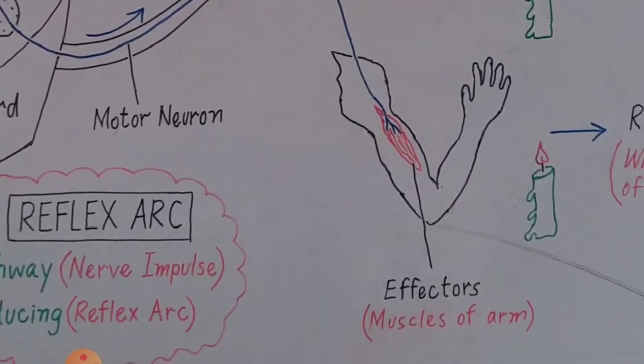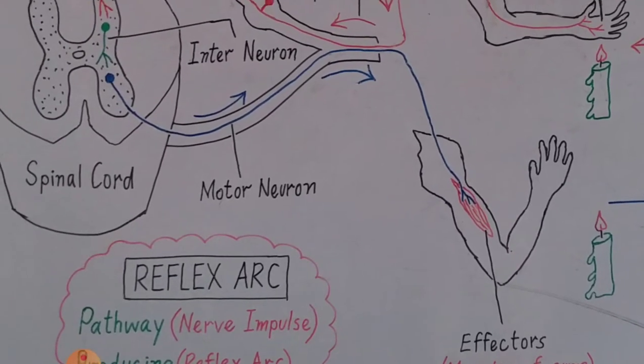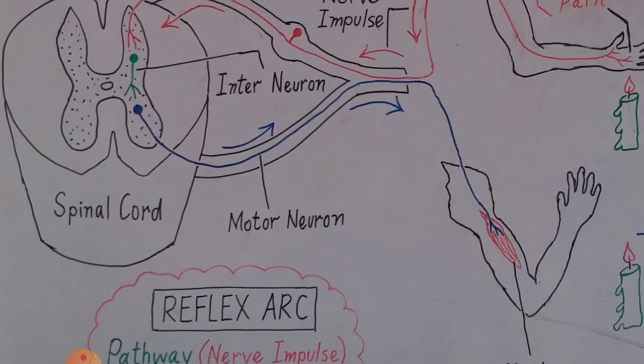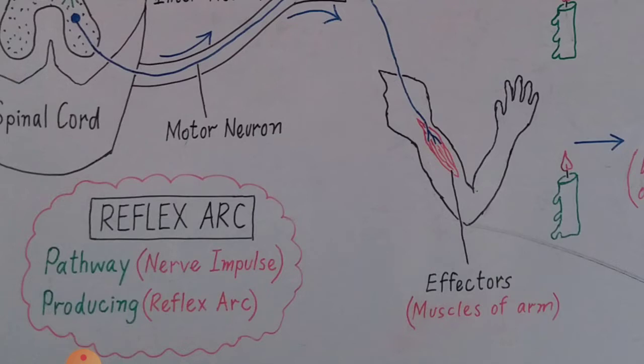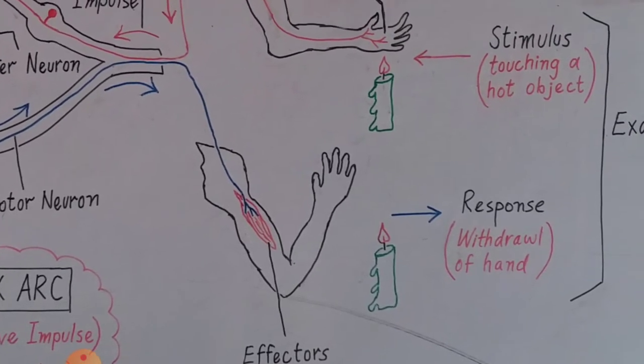These muscles of the arm are effectors. So the motor neuron carries this nerve impulse to the muscles of the arm, and these muscles are effector muscles. When this nerve impulse reaches the effectors, the muscles of the arm, these muscles contract, and the hand is withdrawn from the candle or hot object, and this withdrawal of the hand is a response.